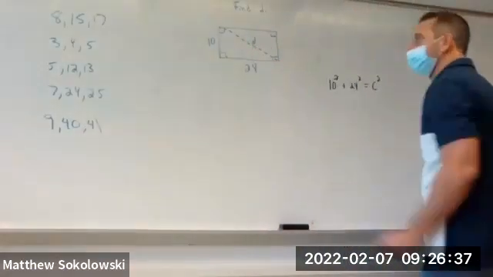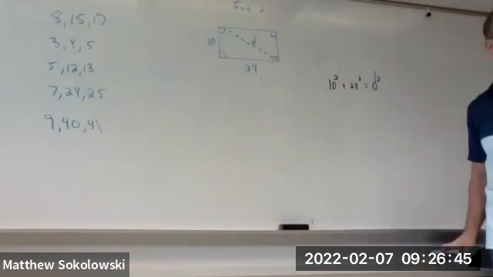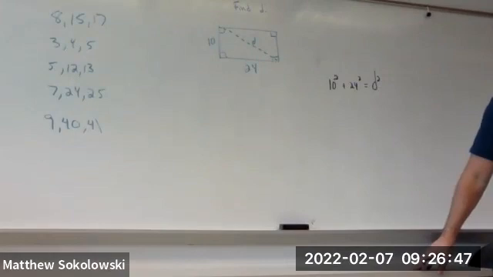This is the hypotenuse. That's what we're missing. The hypotenuse is always here, c squared. So in this case, the c squared is D squared. The hypotenuse goes there. The other ones don't matter.